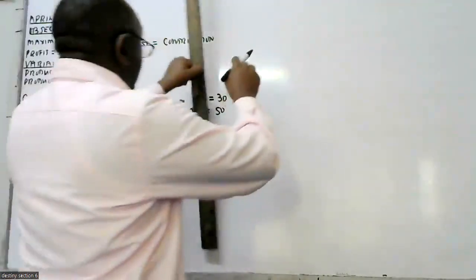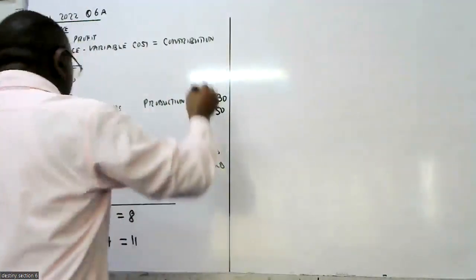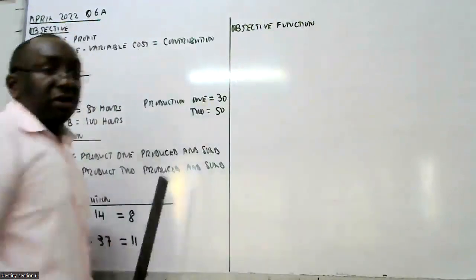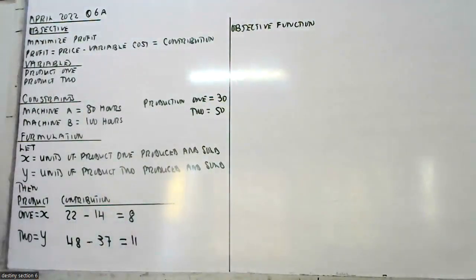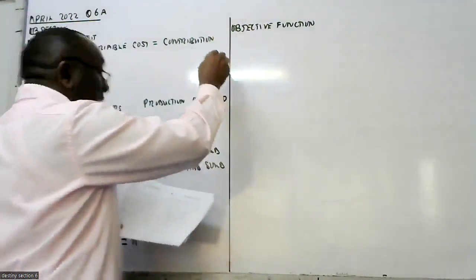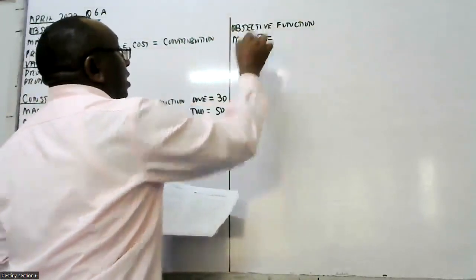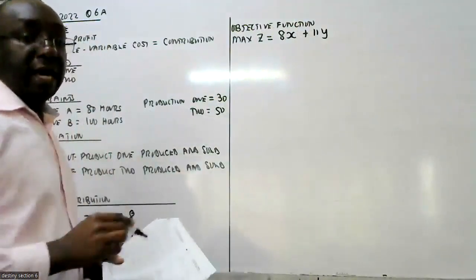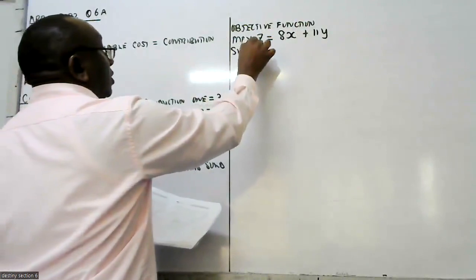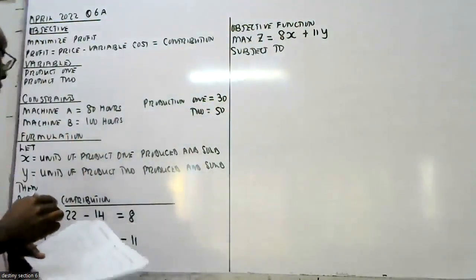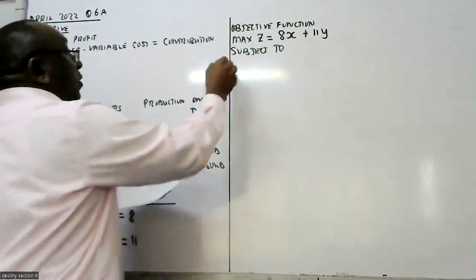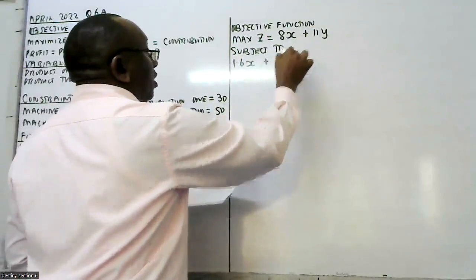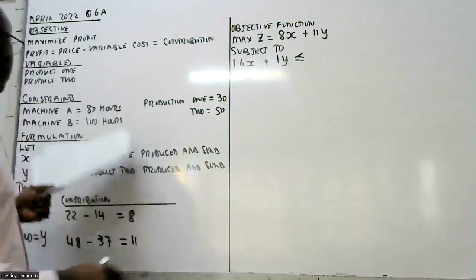So having said that, we now proceed and bring the objective function. The other question did not require us to compute this. They had already given it to us. That's where it's computed. So the objective function is to maximize Z, which is 8x plus 11y. Subject to, if we look at machine A, we have 1.6x plus 1y less than or equal to 80.